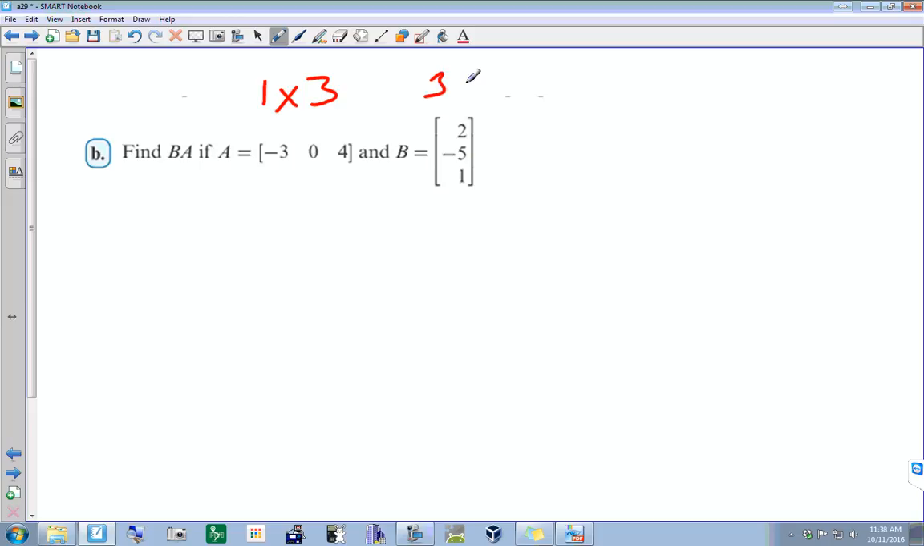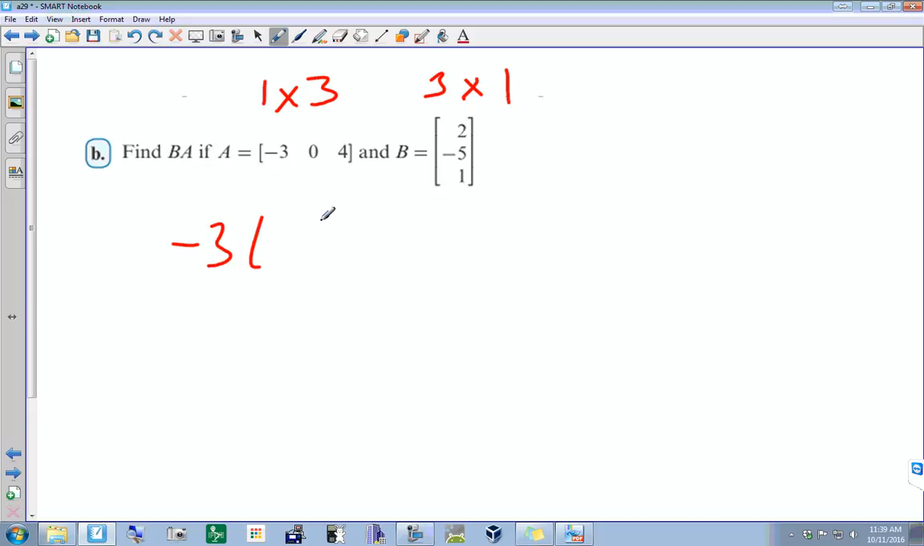How many columns? 1. So can I multiply this together? Yes, indeed I can. And this is an easy one to deal with, isn't it? Now, mind you, this is a 1 here, that's a 1 here, so I know it's going to come out as a 1 by 1 matrix. Well, a 1 by 1 matrix is just a plain old number. So that means it's going to be negative 3.